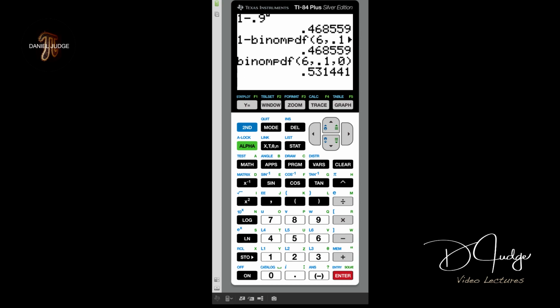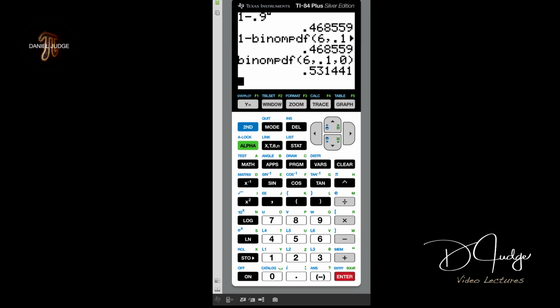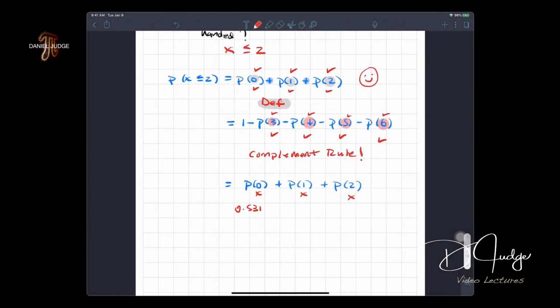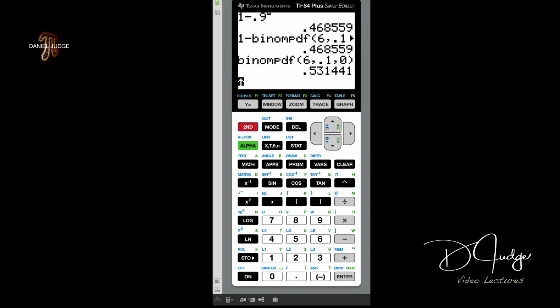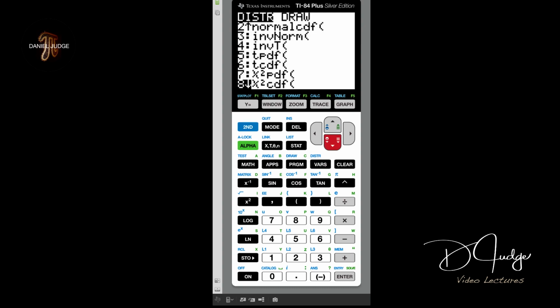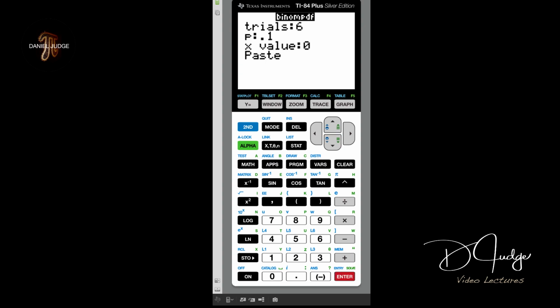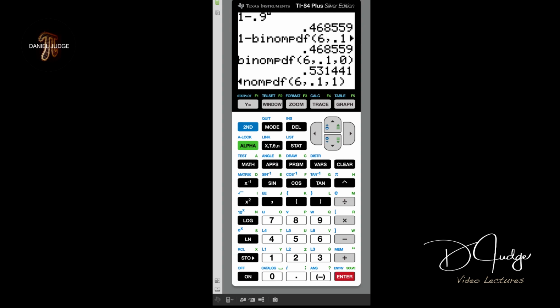Okay, good. Now we need P of 1, right? If I go back here, just to show you, we just found P of 0. We now need P of 1. So how do I get P of 1? Do the same thing. Second, and you say distributions. Go down to binomial. Here we go. Enter. We still have 6. We still have little p. We now have to replace the 0 with 1. This is going to give us P of 1. And let's hit enter.